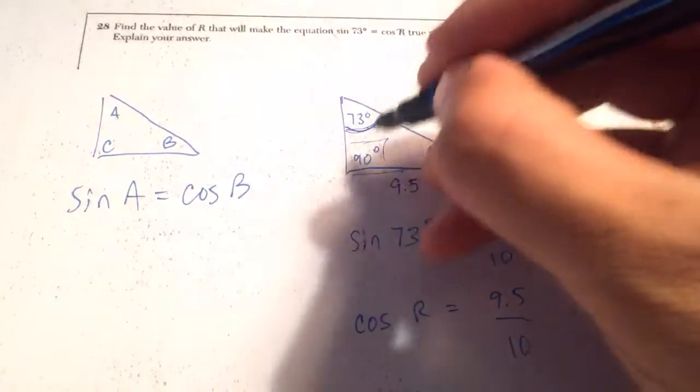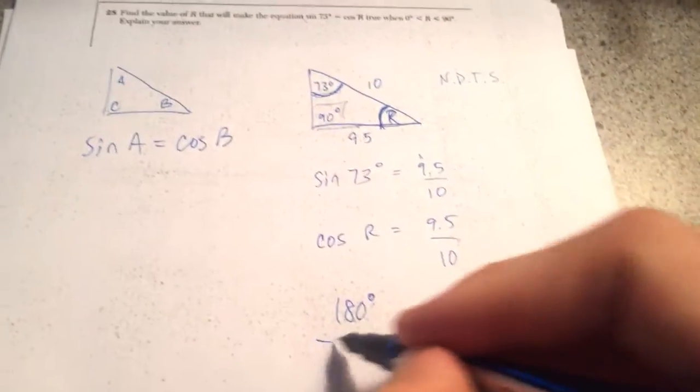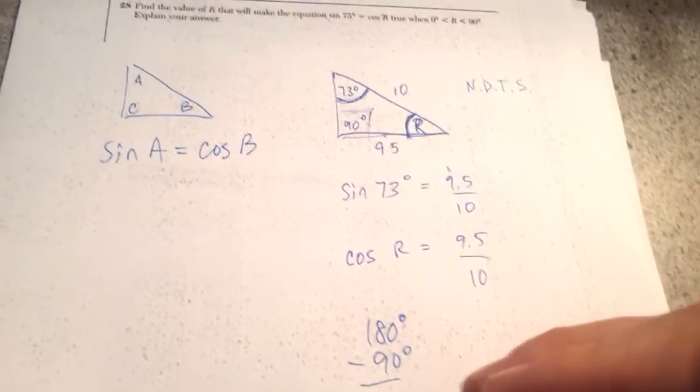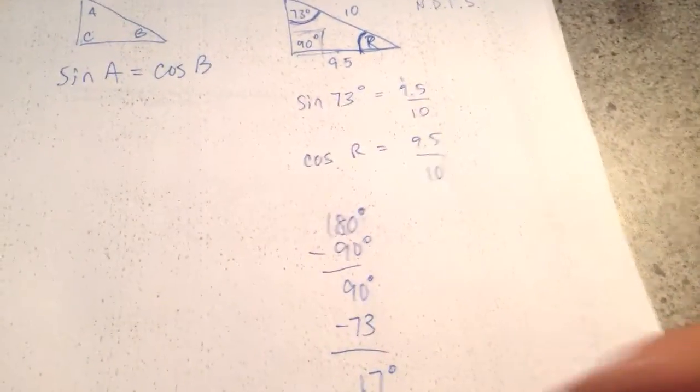Well, in order to find this angle, there are 180 degrees in a triangle. You already know 90 because you're working in a 90-degree triangle. Okay? Well, if you have 73, now you're going to subtract 73 and you should have 17. So the value of R is 17 degrees.